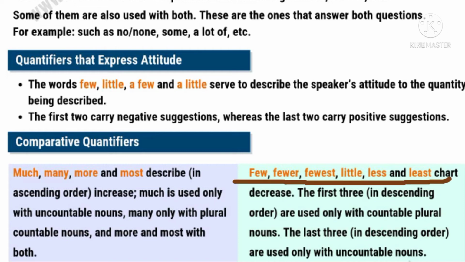Next, few, fewer, fewest, little, less, and least. They show decrease, that is in descending order. The first three in the descending order are used only with countable plural nouns. Then the last three in the descending order are used only with uncountable nouns.